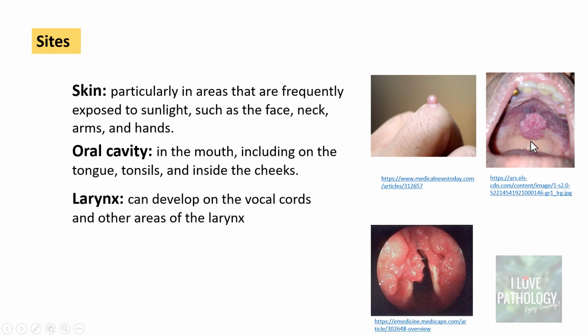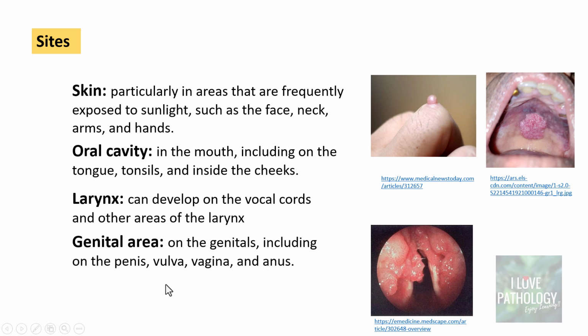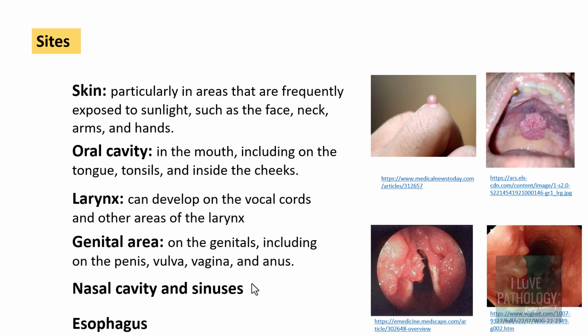The third important location where squamous papillomas are seen is the larynx, which can be seen on the vocal cords and even on other areas of the larynx. In this case, you are seeing papilloma arising in the vocal cord. It can be seen in genital areas, which include the penis, the vulva, vagina, and the anus. It can also be seen in the nasal cavities and sinuses, and in hollow visceral organs like the esophagus, where you can see these mucosal protrusions. So these are the various sites where squamous papillomas can be seen.